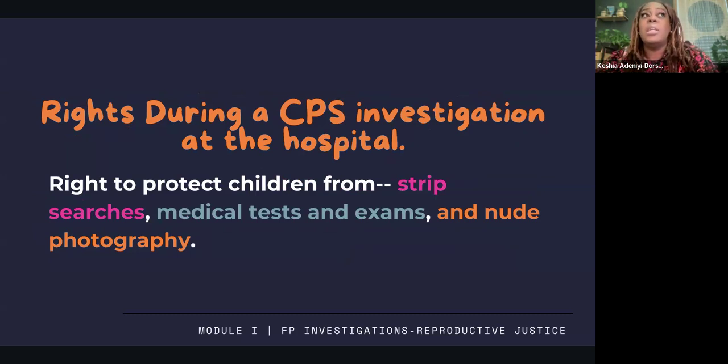During an investigation as a parent, you have the right to protect your children from being strip searched and from having to undergo intrusive medical tests and examinations. You have the right to say that your child cannot have nude photography taken of them.